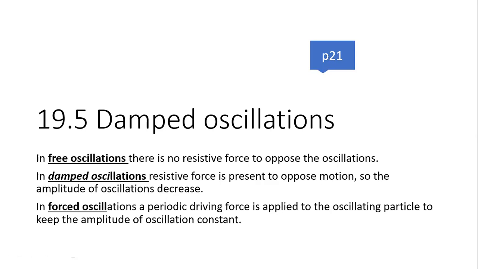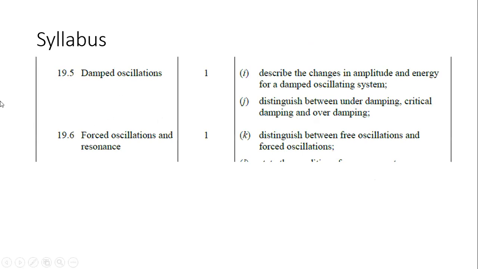Right? In forced oscillation, as the name suggests, we force it to oscillate by applying a periodic driving force to cause a particle to oscillate. In this case, the amplitude can be constant because the periodic driving force is the one that supplies the energy. Okay, so that's what we require for your syllabus: damped oscillation, describe changes in amplitude and energy for the damped oscillating system, distinguish between damped, critical damping, and over damping.